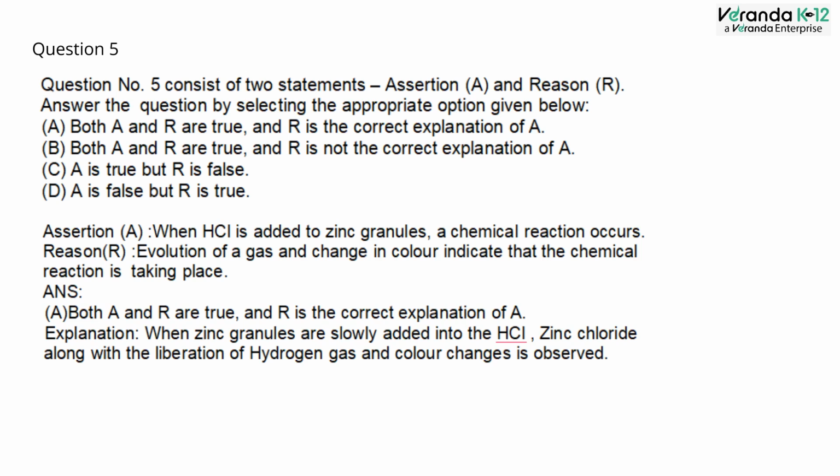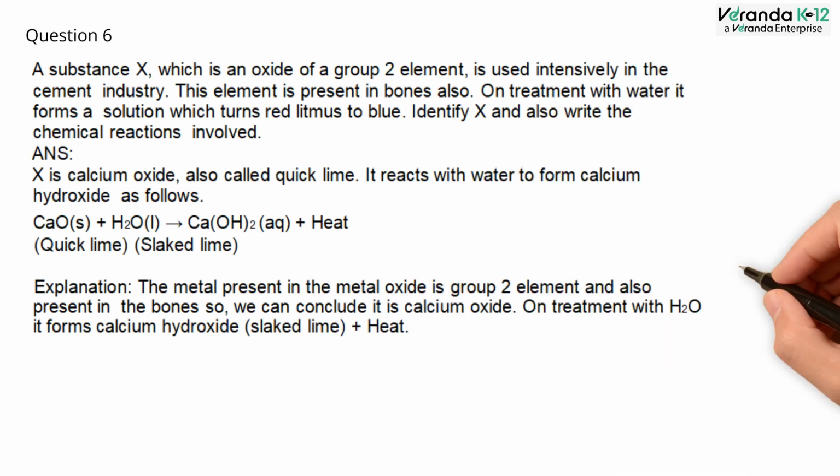Question number 6. The substance X, which is an oxide of a group 2 element, is used intensively in the cement industry. This element is present in bones also. On treatment with water, it forms a solution which turns red litmus to blue. Identify X and also write the chemical reactions involved. The answer is: X is calcium oxide, which is also called quicklime.